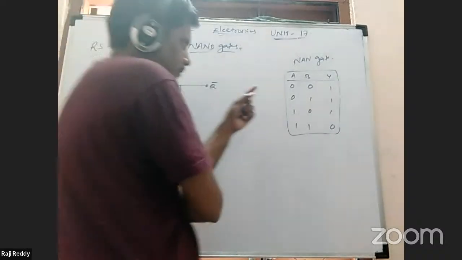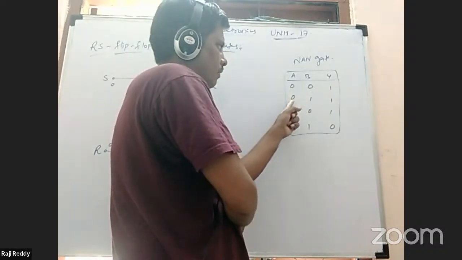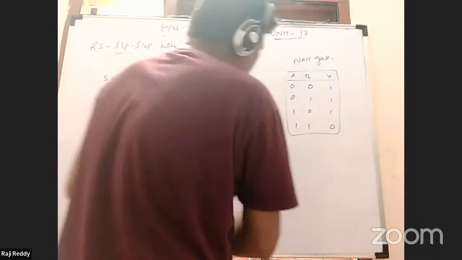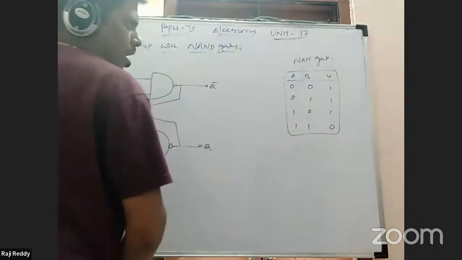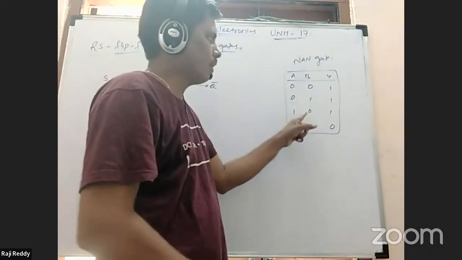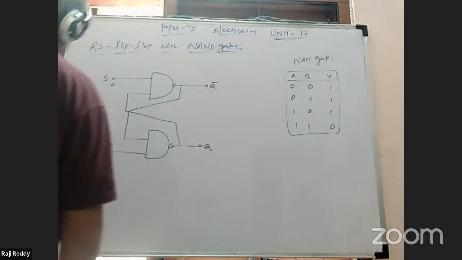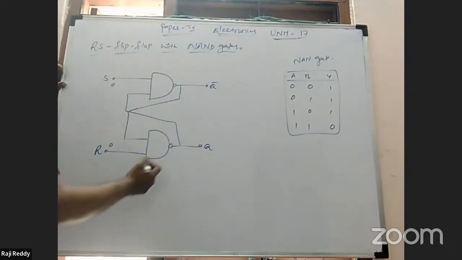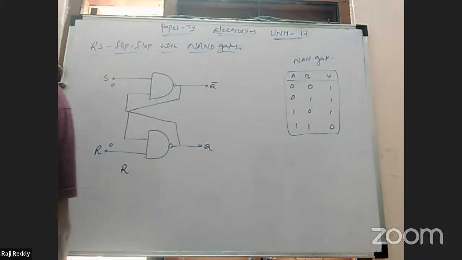In the condition A value 0, B value 0, output is 1. If A value is fixed, B value either 1 or 0. Means here S value is 0, then B value either 0 or 1 condition. In that condition, you will get output value 1 only. So for that purpose, I'm taking this RS flip-flop truth table.